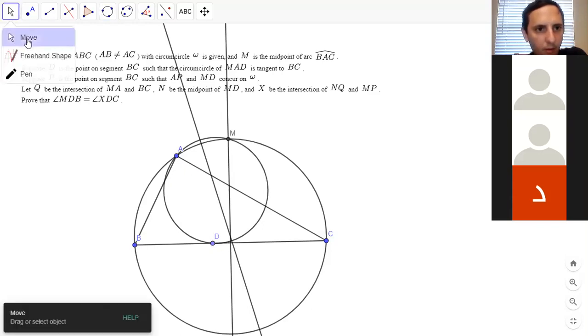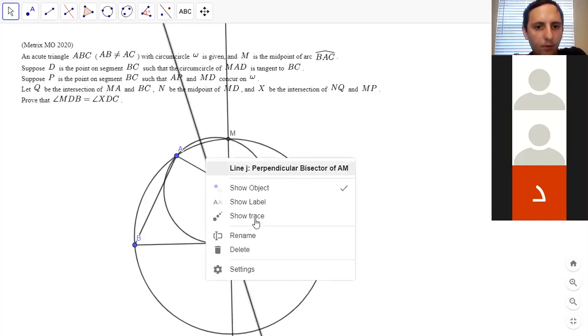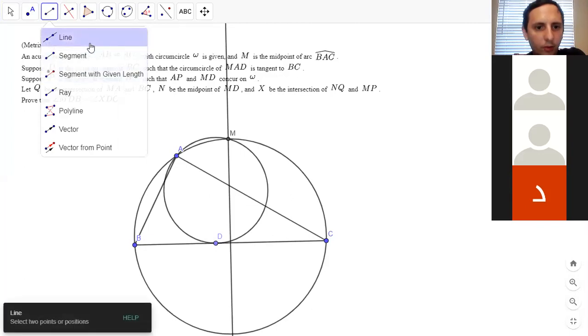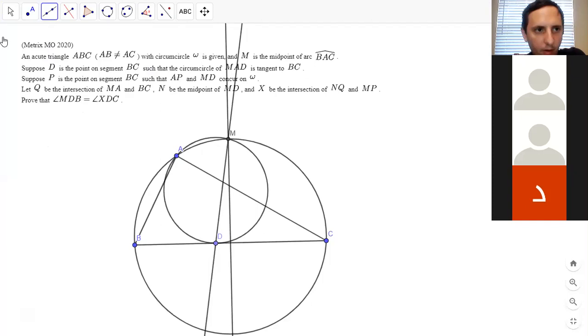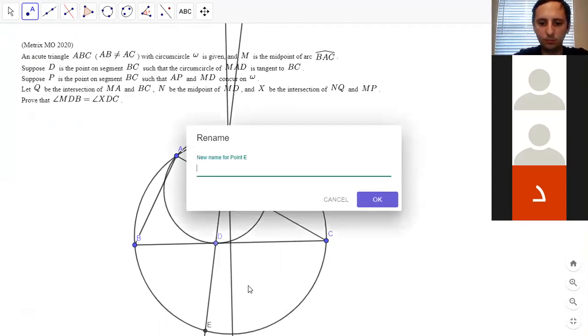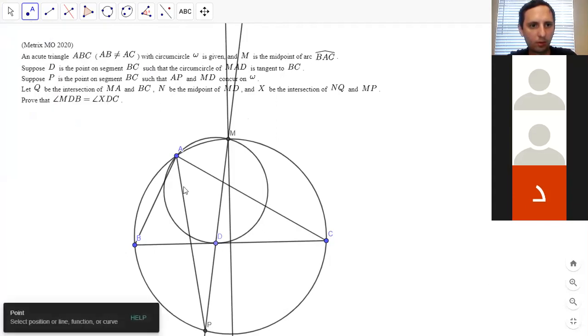I don't know if there's a great way to draw that. Maybe I'll just leave it like that for now. So P is on BC, so that AP and MD are concurrent on the circle. So basically, we call this point P. And then AP and MD are concurrent on it. Oh no, this is P, sorry.